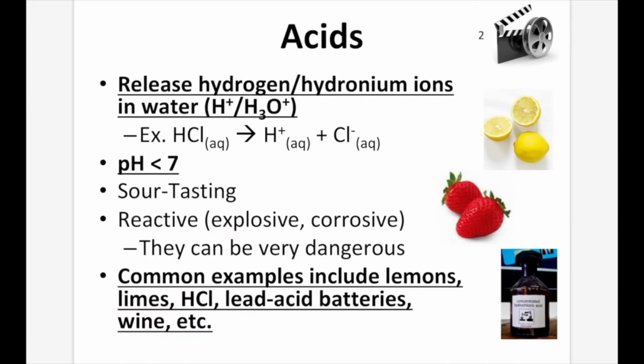Acids. As I said before, acids release hydrogen/hydronium ions. So hydronium, that's going to be our H3O+, and hydrogen is our H+, as it says below, in water. So for example, HCl is going to give us H+ and Cl-. So since it gives us this H+ ion, that makes it an acid. The pH of acids are less than 7. They're sour tasting, and they're very reactive. So they're explosive and corrosive, and they can be very dangerous. Common examples include things like lemons, limes, HCl, lead acid batteries, wine, etc.